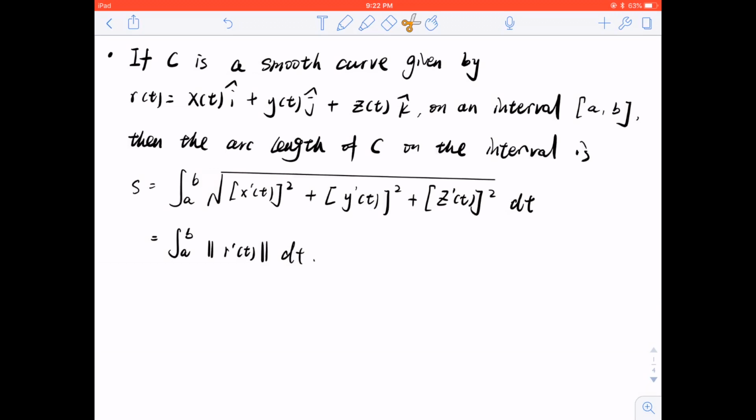In section 12.5, we're going to learn about arc length and curvature in 3 dimensions. Recall that in section 10.3, we learned to solve the arc length of a smooth plane curve. The method we used there is essentially what we're going to use today.